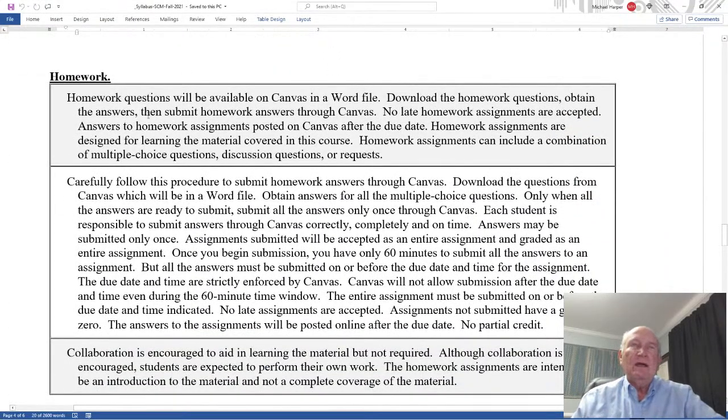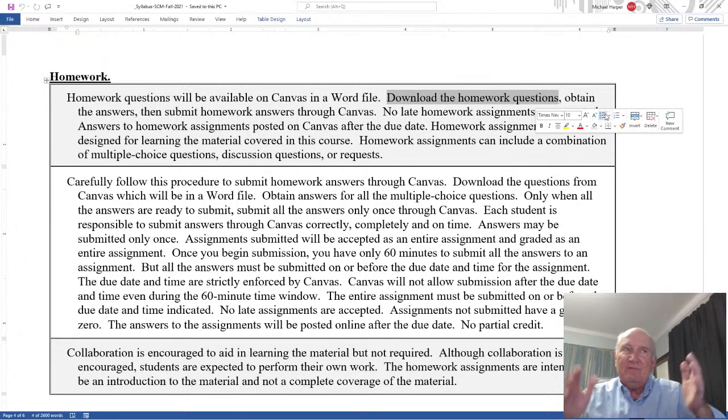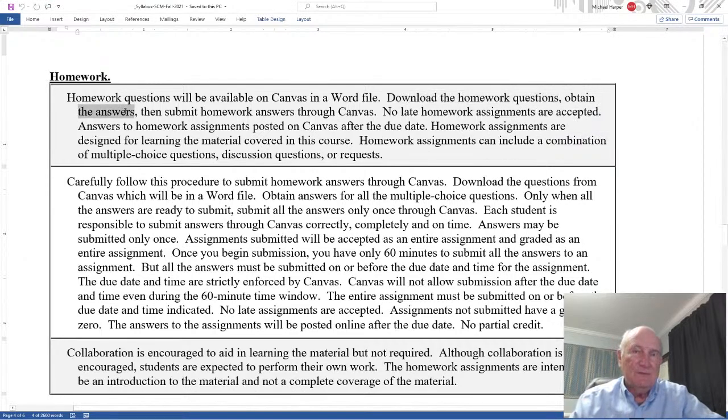Okay, homework. Homework questions will be available in Canvas in a Word file, and I've already showed you that. And so the procedure is you download the questions and you have them in a Word file. You obtain the answers. You get the answers to each one, and then you submit the homework through Canvas. And so no late homework is accepted. Answers to the homework are posted on Canvas after the due date. And that's why there's no late accepted, because as soon as it's due, boom, I post all the answers. And you can't answer it after you have all the answers.